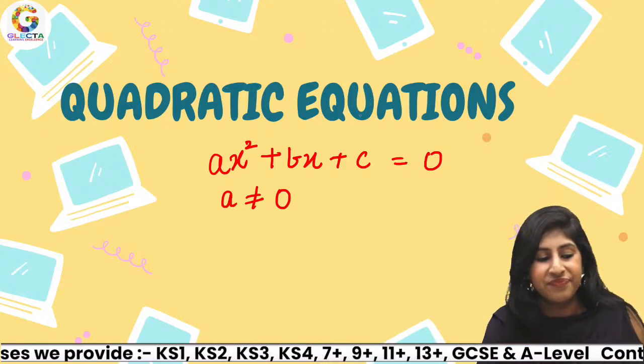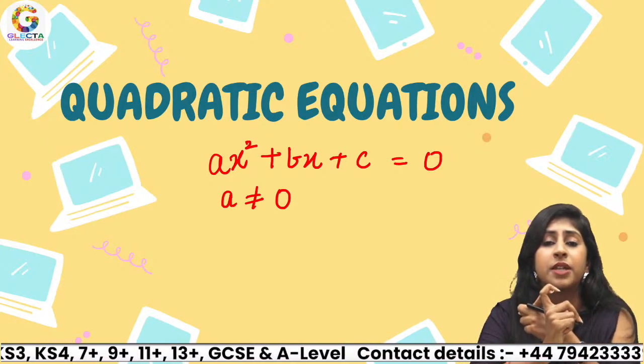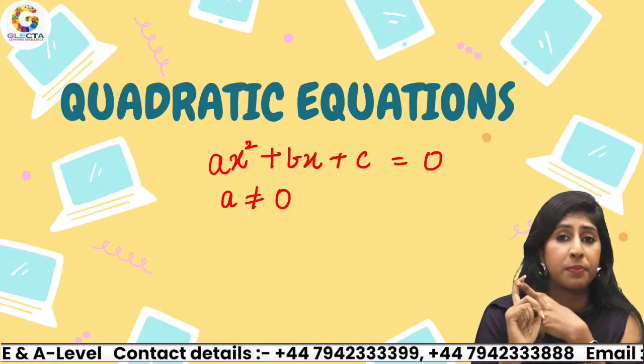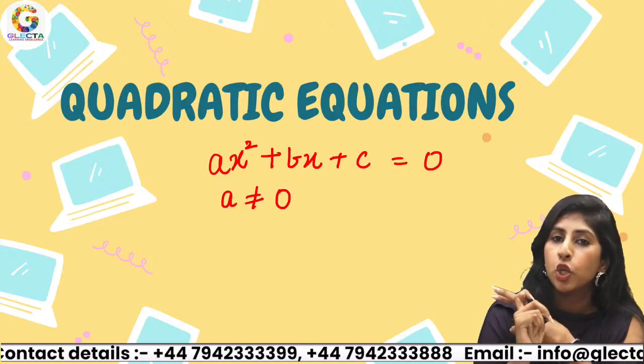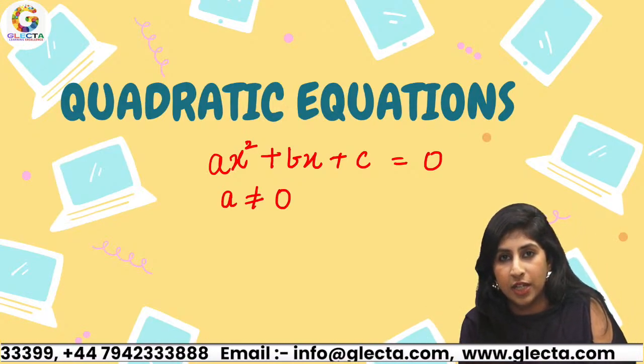So over here, a, b and c. a is the term that is being multiplied by x squared, b is the term that is being multiplied by x, and c is my constant term, right? This is the general form of the quadratic equation.